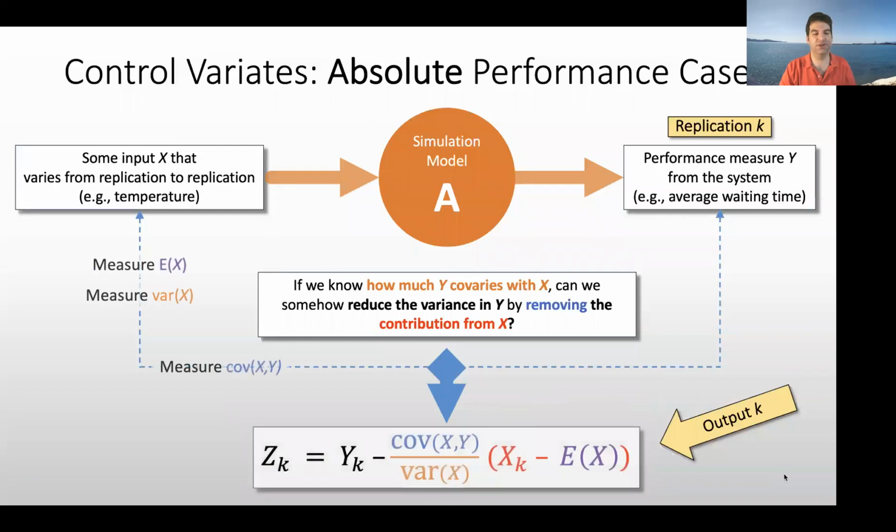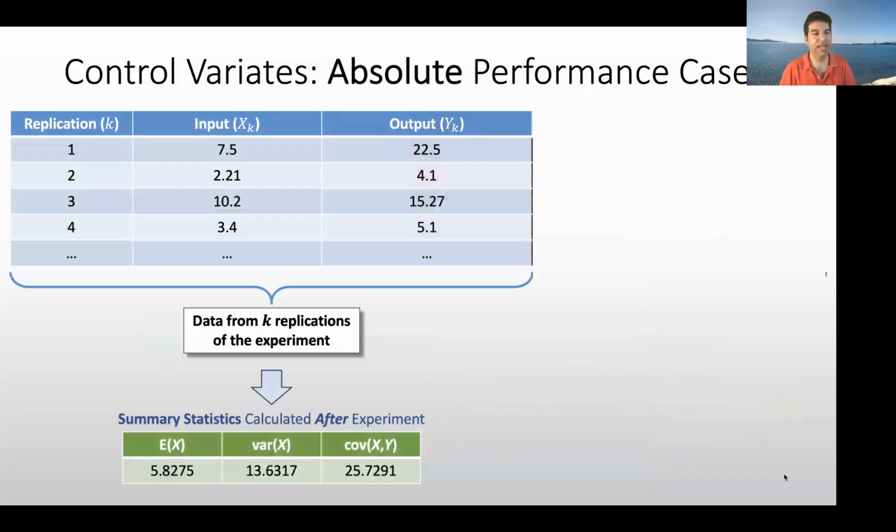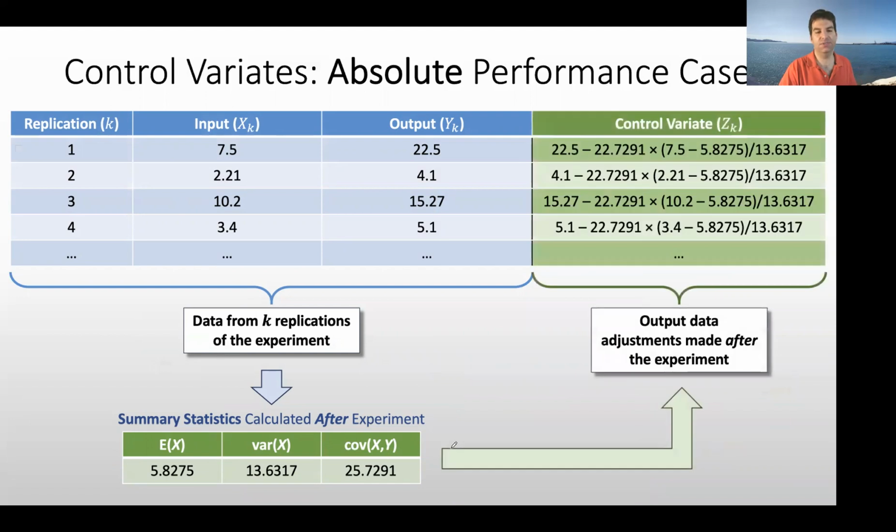And so that's just all that we're doing there in this process. And so that's going to give us a table. And that table is going to have, for every replication, a measure of our input. We know the average input, so we can even take summary statistics here. And we can use this average, this variance, and this covariance. We can use those to then calculate our control variates after the experiment is done. So you don't have to modify the experiment to do this.